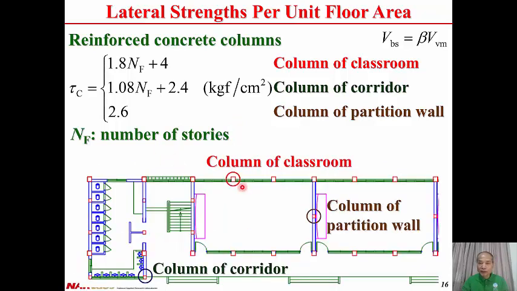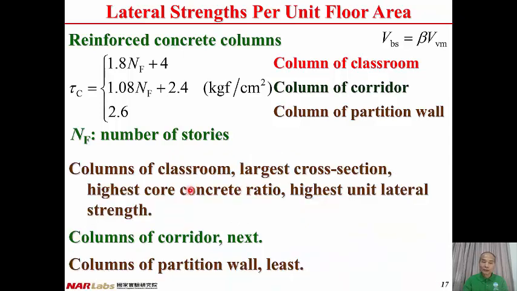Usually, the column of classroom has the highest dimension. Since the columns of classroom have the largest cross-section, the ratio of the core concrete area to the cross-sectional area is highest, so the lateral strength per unit cross-sectional area is the highest for the column of classroom. The next one is column of corridor, and the least one is column of partition walls.